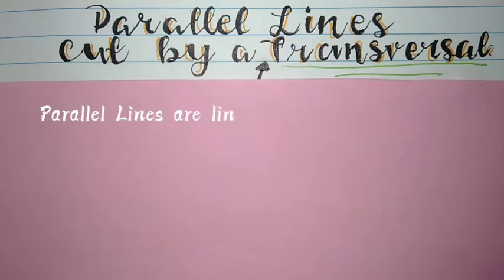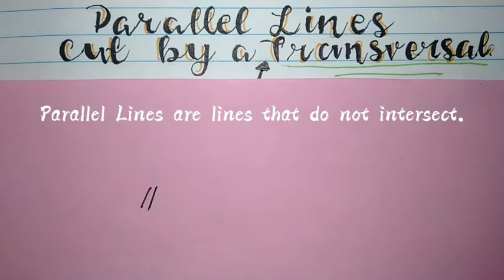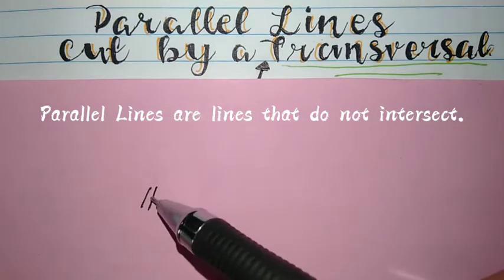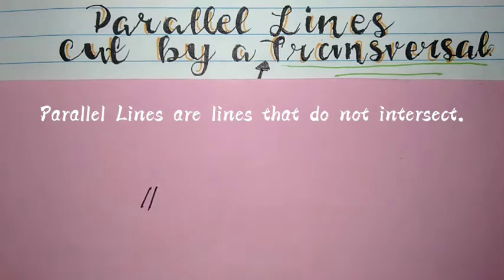Parallel lines are lines that do not intersect, or hindi nagtatagpo. Yung sign ng ating parallel lines is ganyan. Hindi sila magtatagpo since kapag in-extend mo yan in both directions, never sila magmi-meet. Yun yung ibig sabihin ng parallel lines.